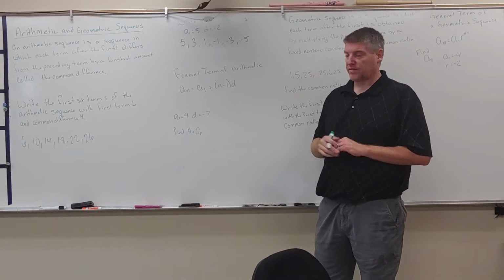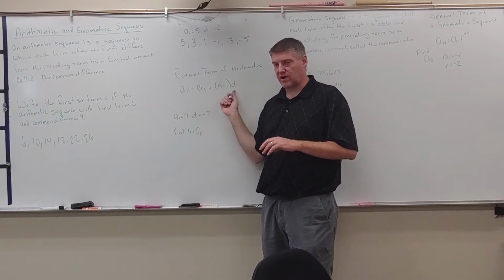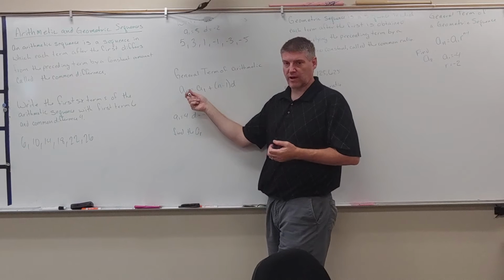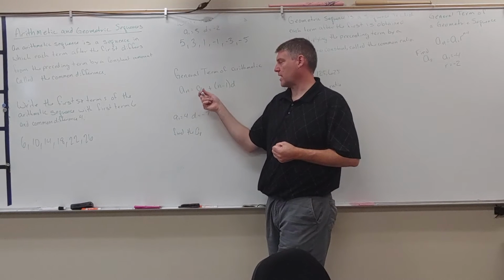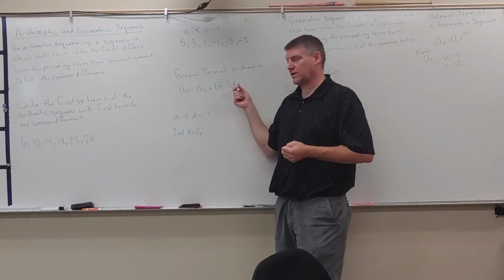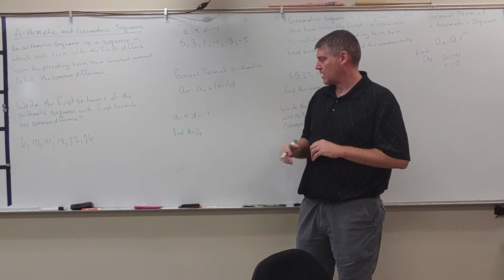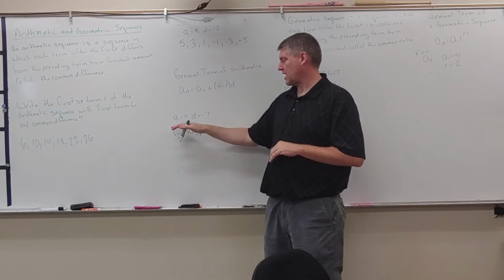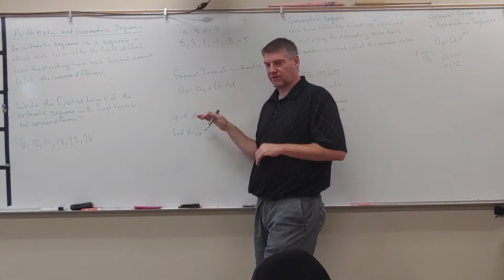So this is a formula that is very, very helpful. It's the general term of an arithmetic sequence. a sub n equals a sub 1 plus (n minus 1) times the difference. So here our example says find the 8th term, given that a sub 1 equals 4 and my difference is negative 7.